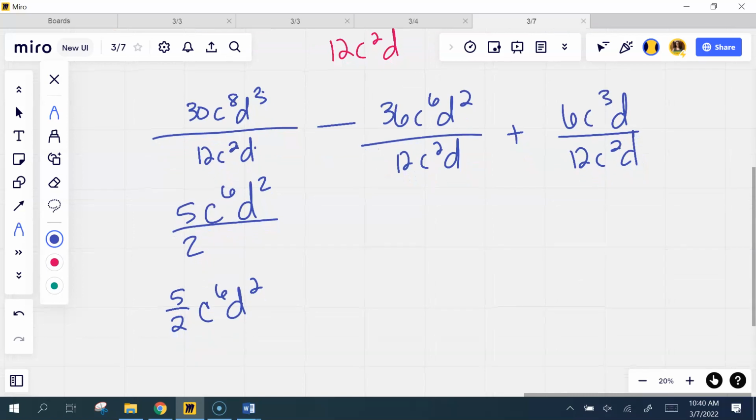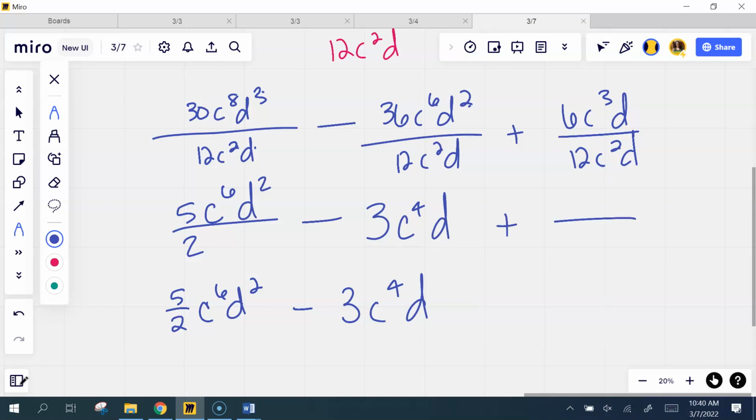Let's look at fraction number 2, the one in the middle. 36 over 12 reduces to what? 3, just 3, right? 6 minus 2. 2 minus 1. That's right. Yeah, I'm going to just write this down here again. Wrote the first one. Now let's look at the last fraction.